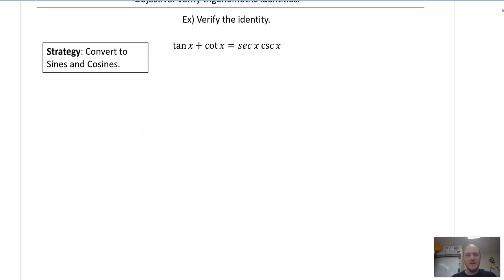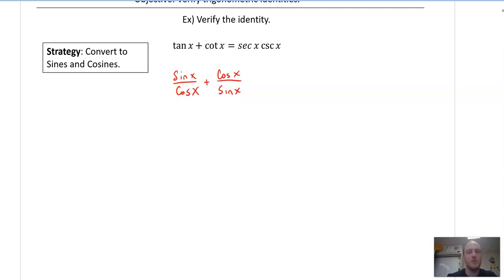Okay, so in this example, it says convert to sines and cosines. I hope you notice on the left you have two terms. On the right, I have one term with two different trigonometric expressions. So I'm going to convert this to sine and cosine. So tangent is sine over cosine. Cotangent is cosine over sine.